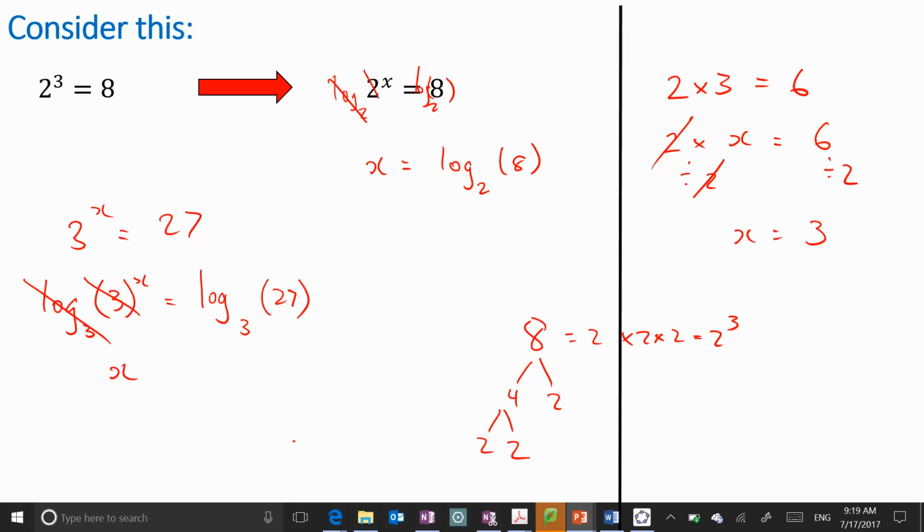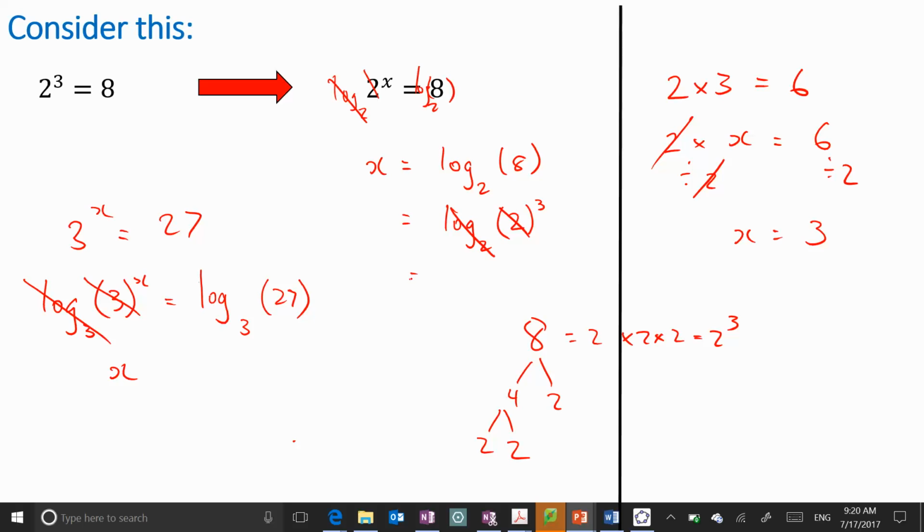Why do you want that 2 cubed here? Because then rewriting this is the same thing as writing log base 2 of, instead of 8, 2 to the power of 3. And we know that these two are inverses of one another.